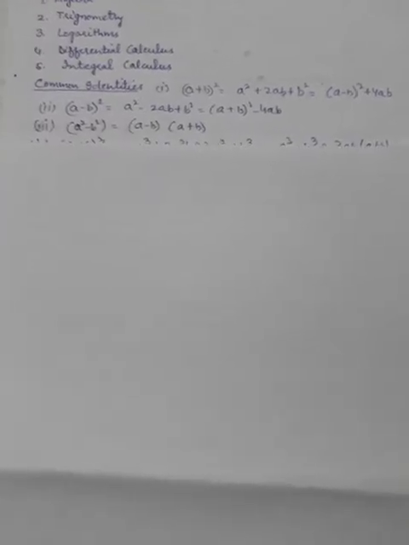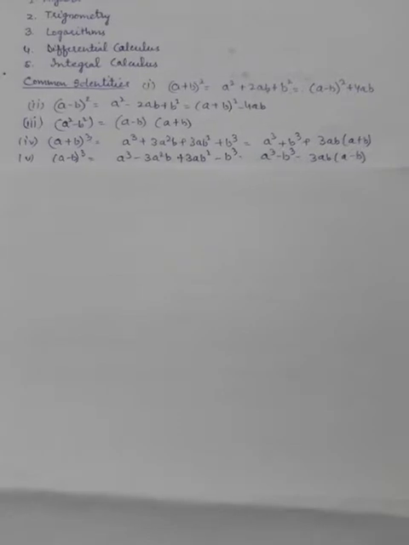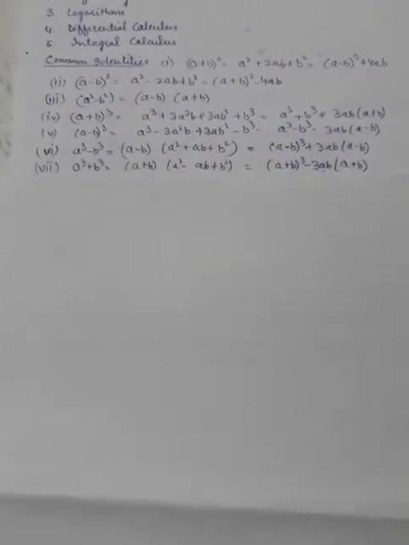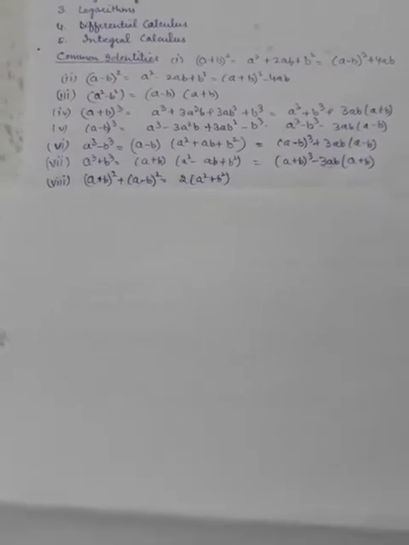Algebra you have studied in your junior classes, and most of the formulas are known to you. The very first one is (a plus b) whole square, then (a minus b) whole square. I am not telling all these equalities because I assume that these formulas are known to you, and I don't want to waste my time on these aspects, and it will be boring for you also to discuss all these things as these are known to you. You just go through all these formulas.